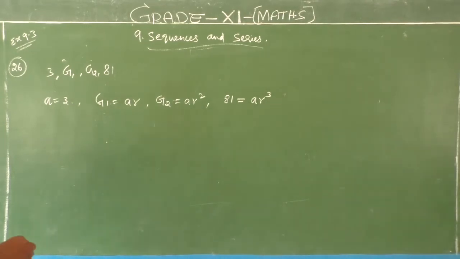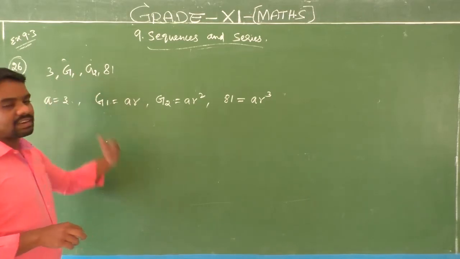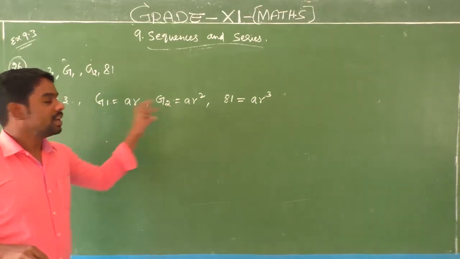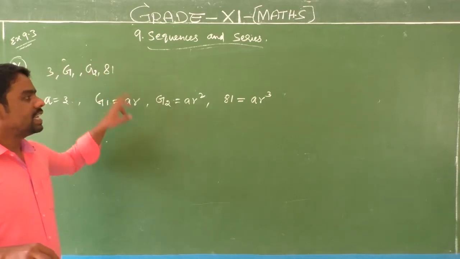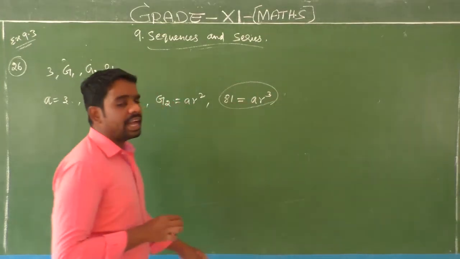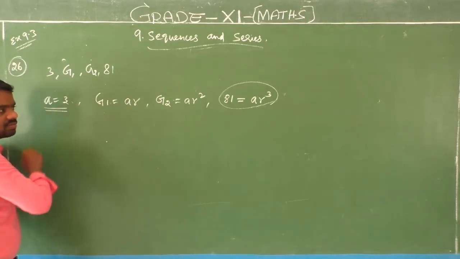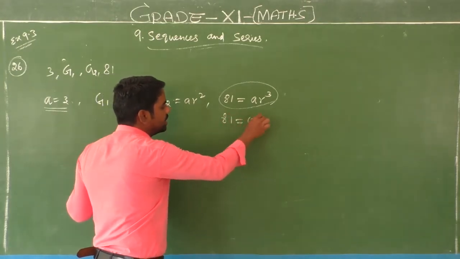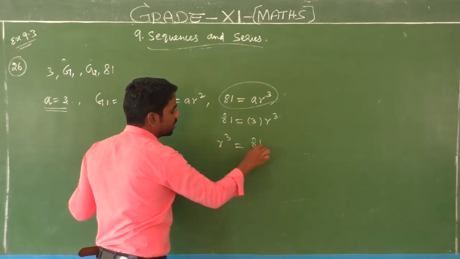Okay. 3 and 81 are given, and the two numbers between them we consider as G1 and G2. G1 is ar and G2 is ar square. 3 is the first element, and 81 is ar power 3. Here I know the a value is 3. So 81 is equal to 3 into r power 3. Then r power 3 is equal to 81 by 3.